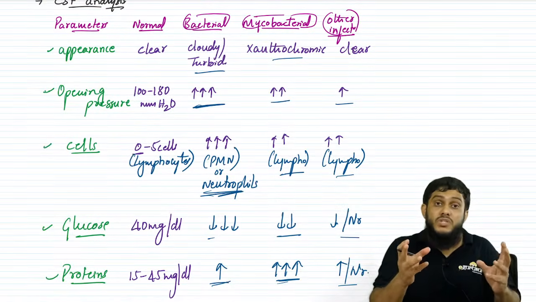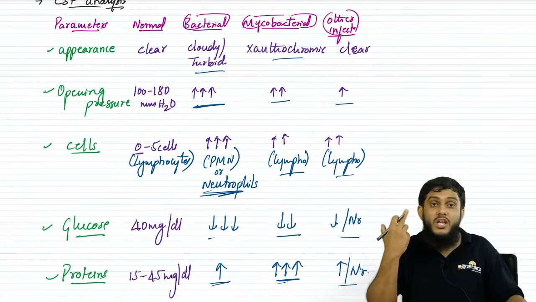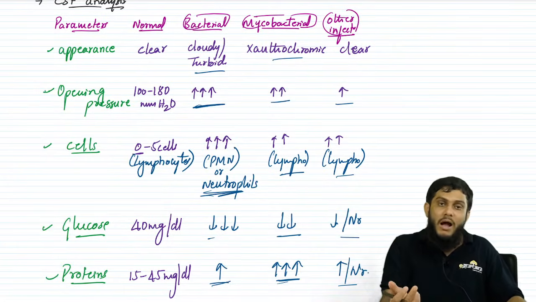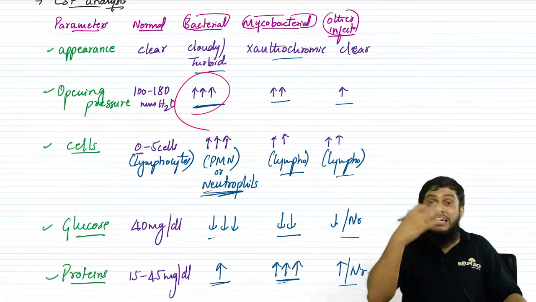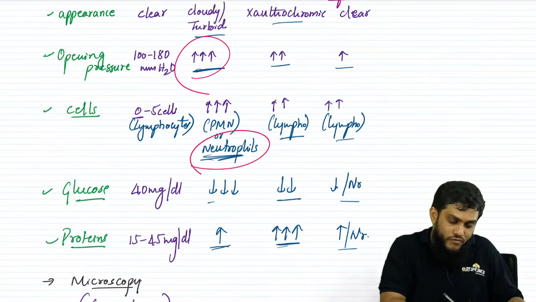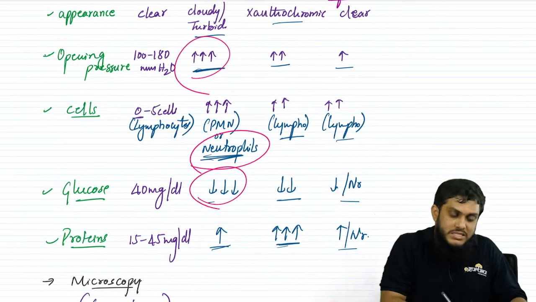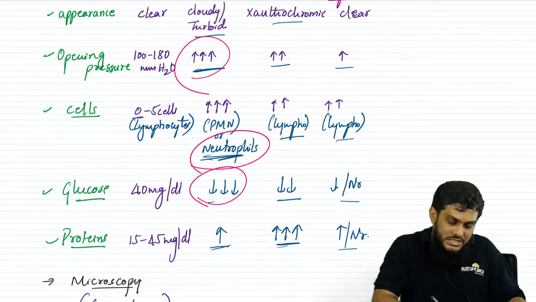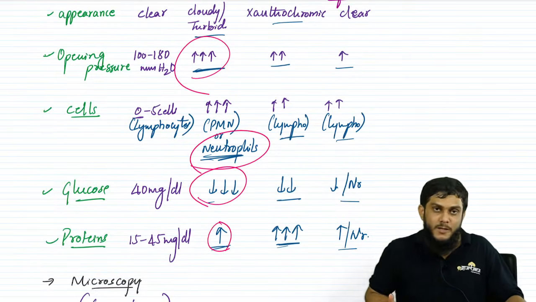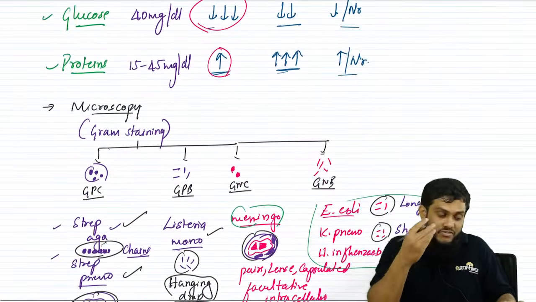Now, in the question, if you see the CSF is cloudy, think of bacterial. Xanthochromic, think of mycobacterial. Opening pressure is very high, think of bacterial. Cells are neutrophils, think of bacterial. Glucose is drastically reduced, less than 20, think of bacterial. Proteins are slightly elevated, think of bacterial. These are the clues which help to identify bacterial meningitis.